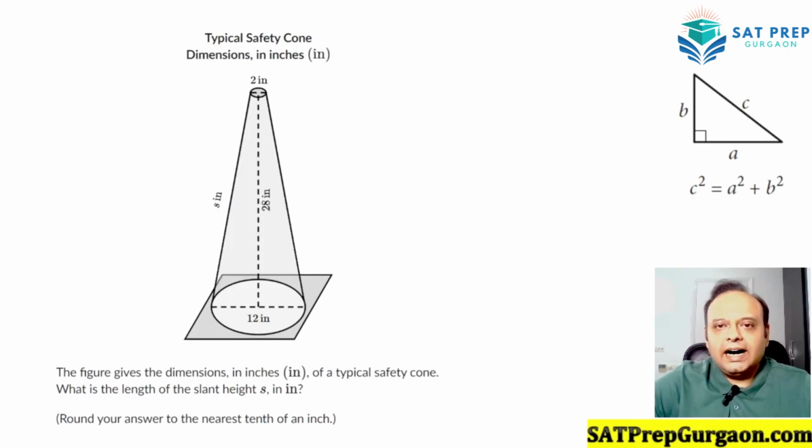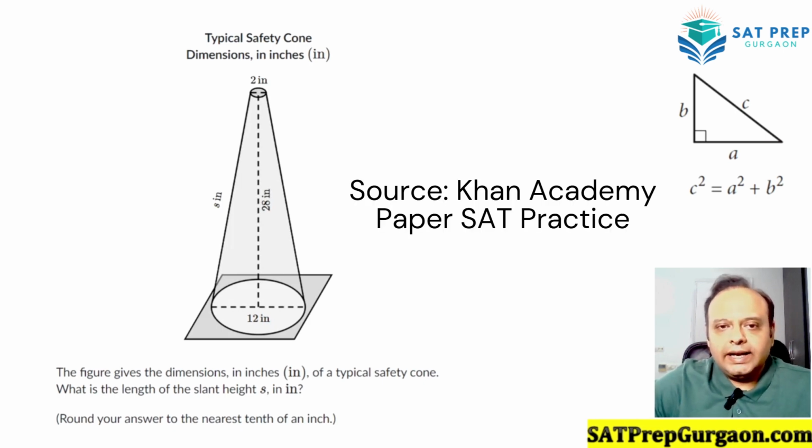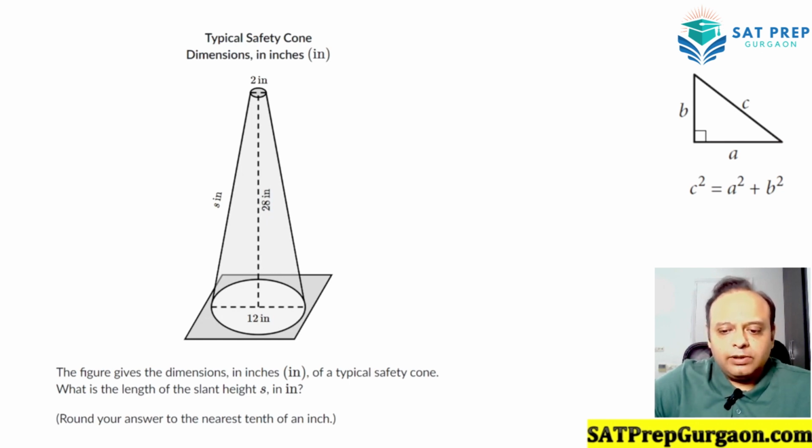Alright, so this is a hard geometry problem. This is sourced from the old Khan Academy paper SAT practice. It may not be there anymore. So let's look at this problem. So we see a safety cone, the ones that you would see placed on roads. Now, if you see, there is a right angle right here. So most likely this problem is going to test something on the right angles.